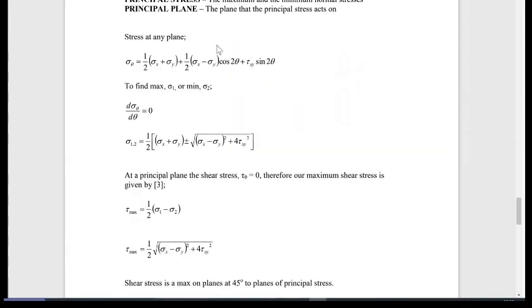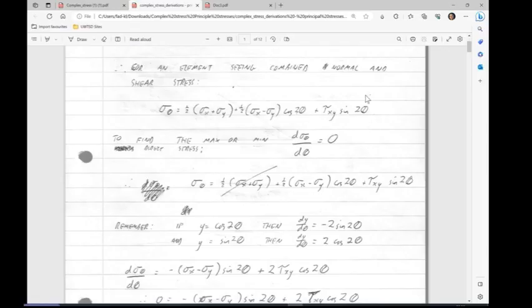So you can see that's that equation there. That's where we're going to start today. So this is the equation that we derived last time. This tells us sigma theta, the direct stress at any plane at some angle theta, is given by this.